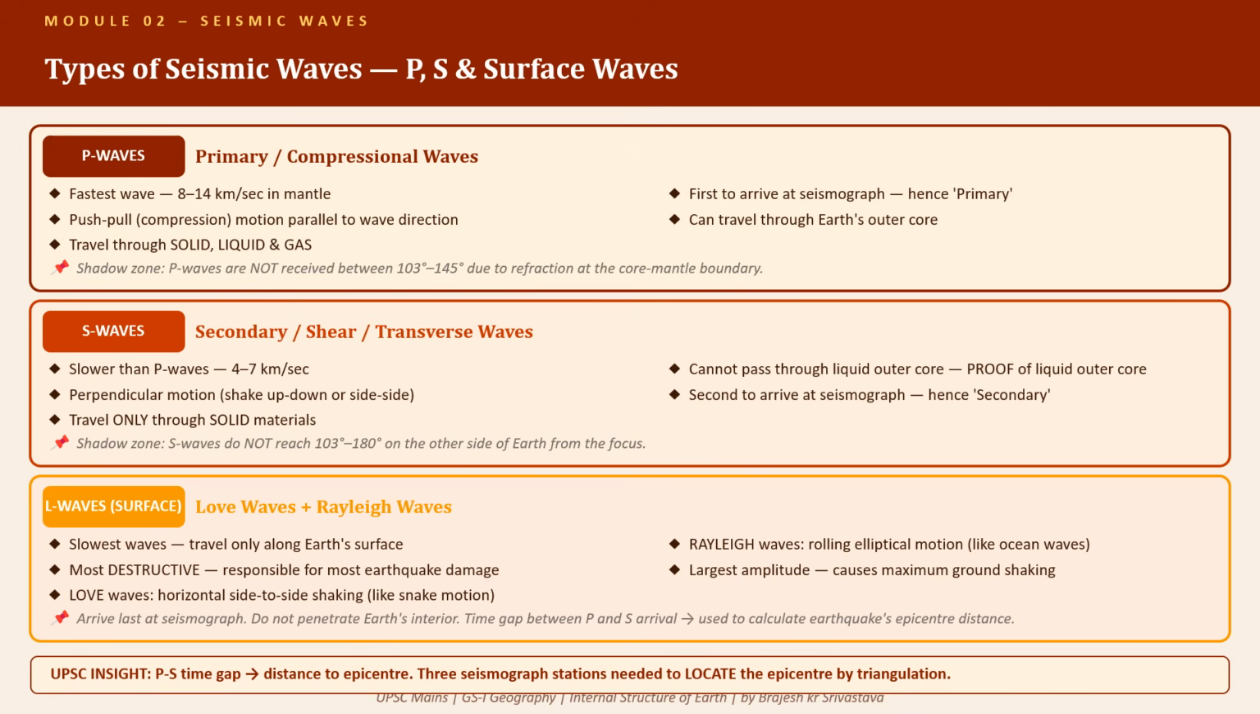S waves, secondary or shear waves. These are slower, 4 to 7 kilometers per second. They move the rock perpendicular to the direction of wave travel, shaking it up and down or side to side like a snake wriggling. This is called transverse or shear motion. The critical property of S waves, they can travel only through solids, they cannot pass through liquids. When S waves hit the liquid outer core, they stop. The fact that no S waves are detected beyond 103 degrees from the focus is direct proof that the outer core is liquid. This is one of the most elegant pieces of scientific detective work in geology.